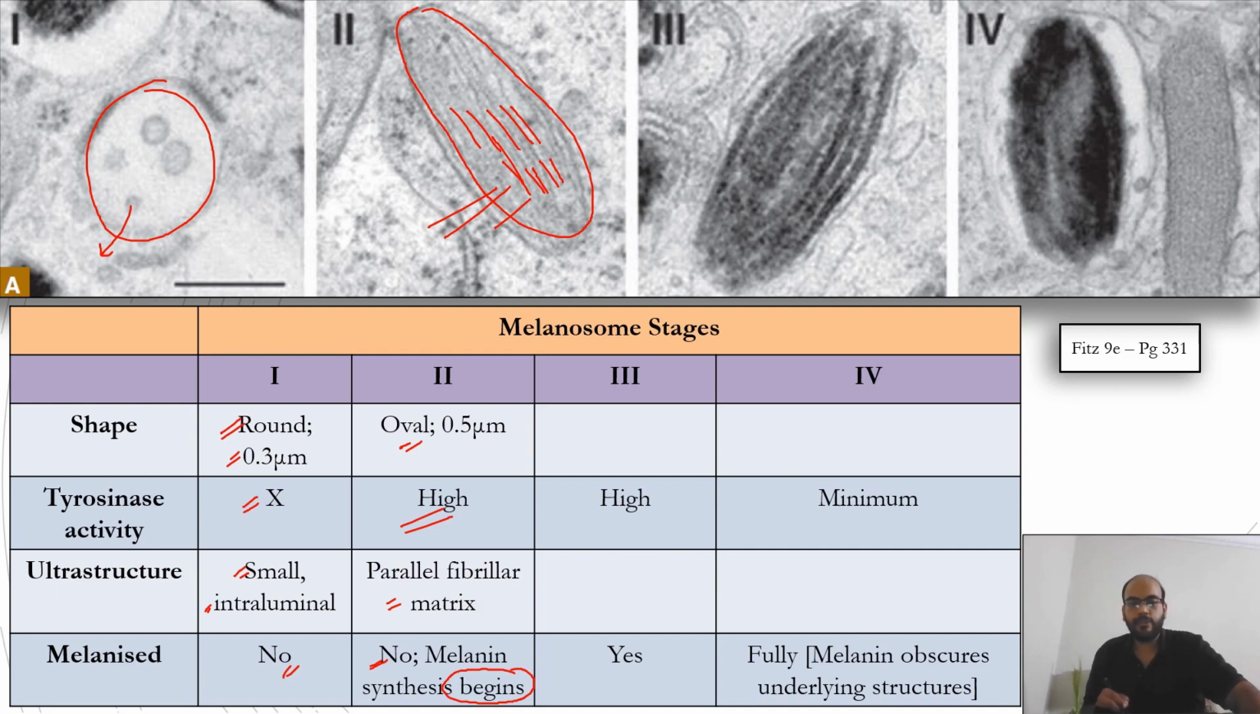In stage 3, the tyrosinase activity is high and the melanosome is now melanized. Can you see this black color? This is melanin. And in stage 4, the tyrosinase activity has decreased to a minimum and the melanosome is fully melanized, so much so that you are not able to fully appreciate the parallel structures. Here you can see only melanin. The parallel structure is hidden by melanin. So now you understand the various stages of melanosome formation. Let's move forward.